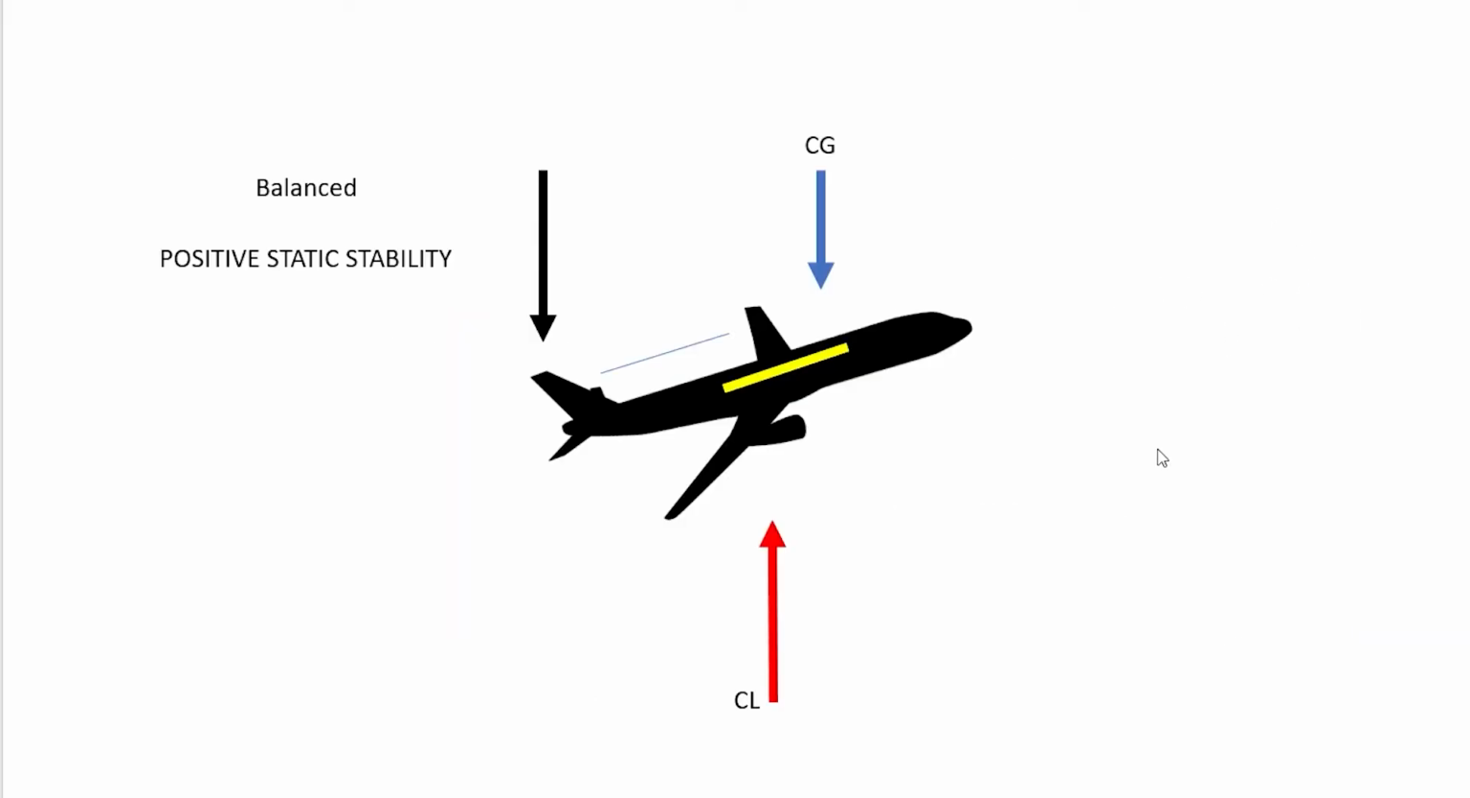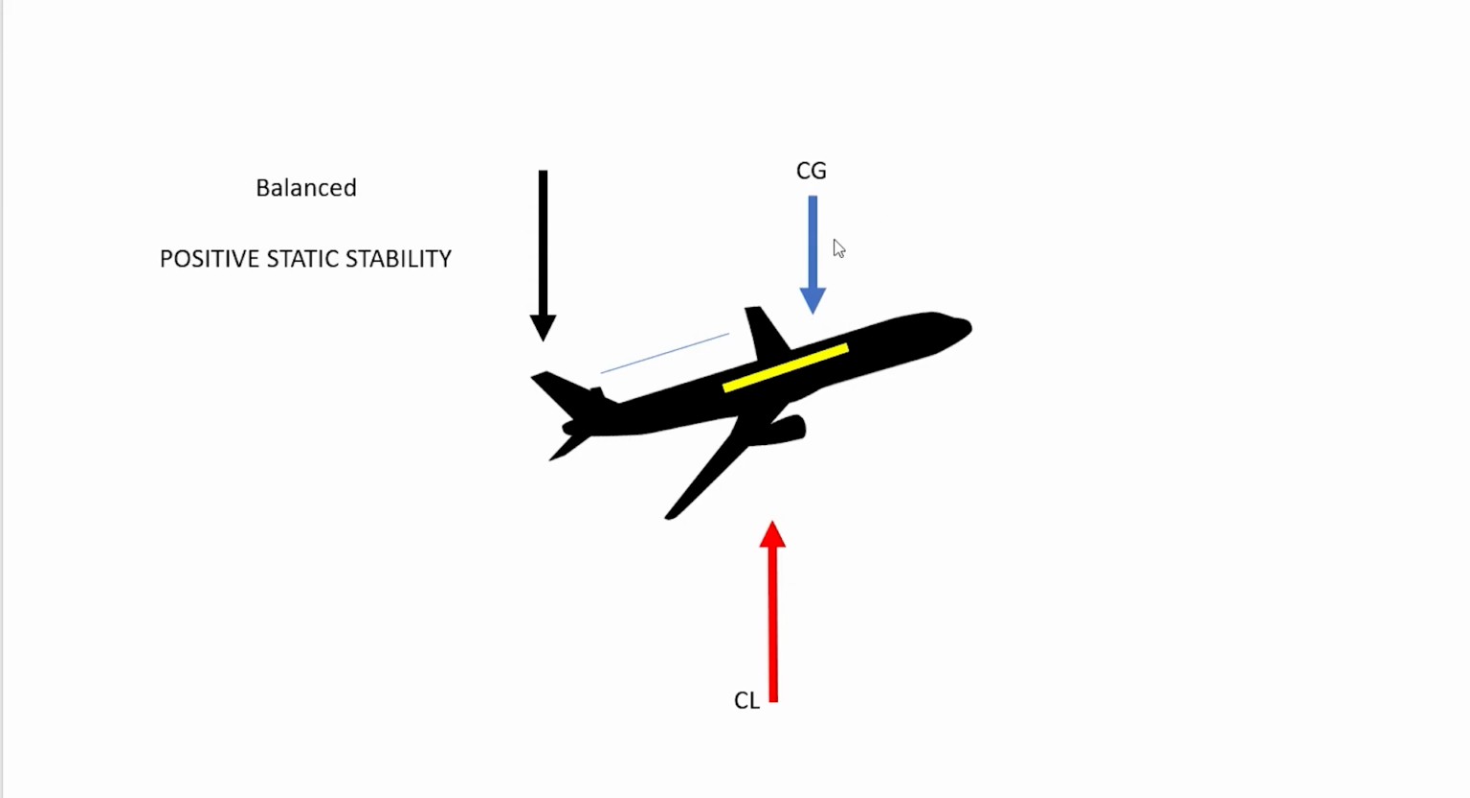So here we have a representation of a balanced configuration having a positive static stability, right? So we got our center of gravity and we got our center of lift, and our center of gravity is forward of our center of lift. This black line right here, or this arrow, represents a downward tail force being applied by the airplane pilot, right?